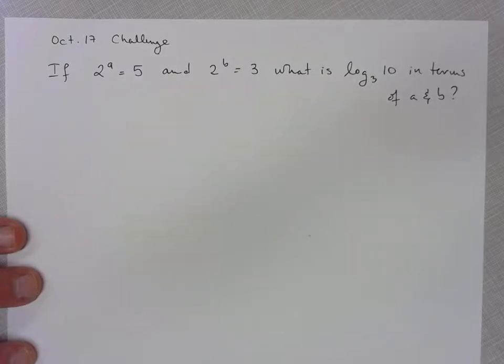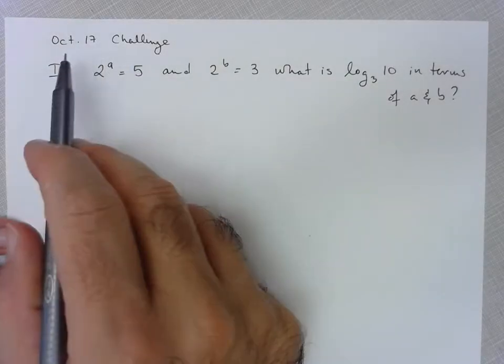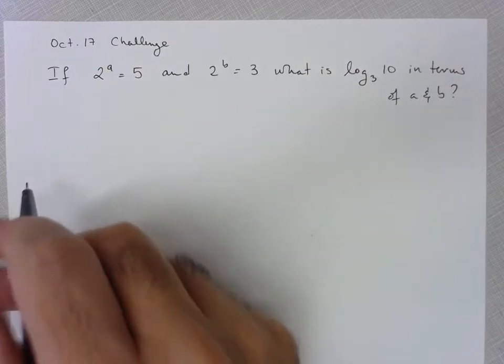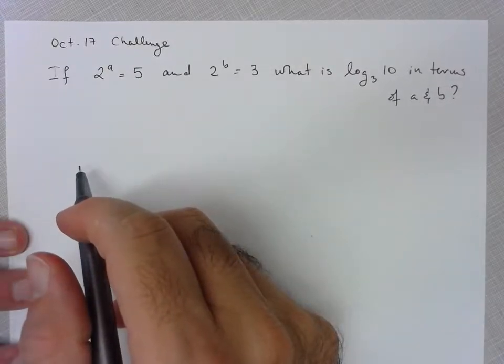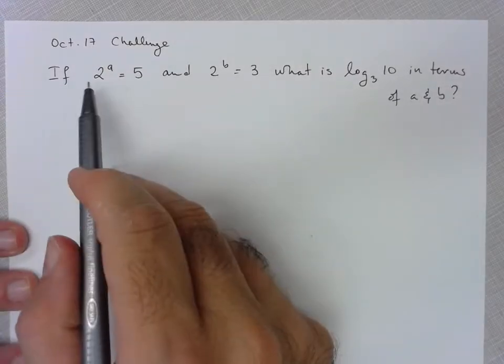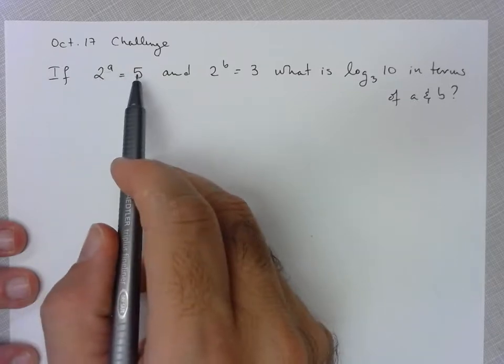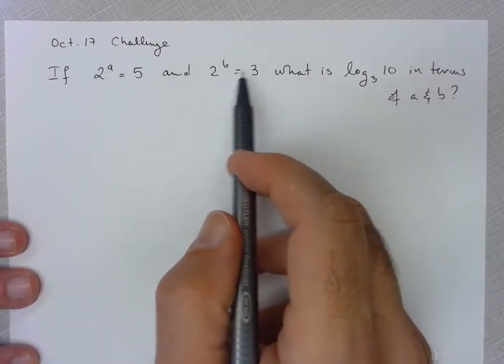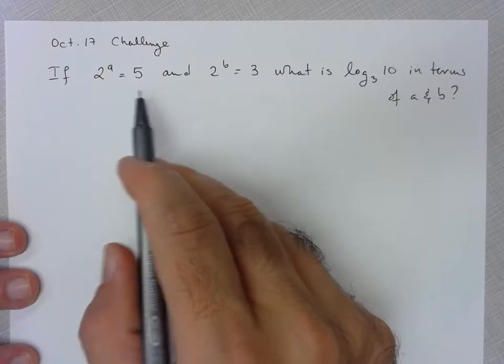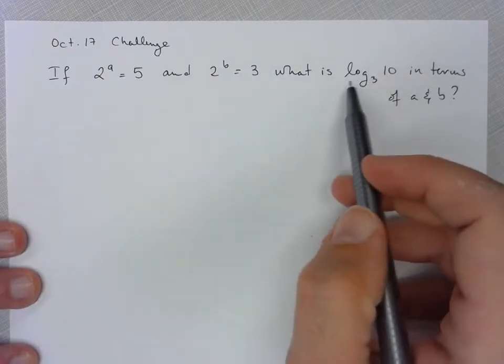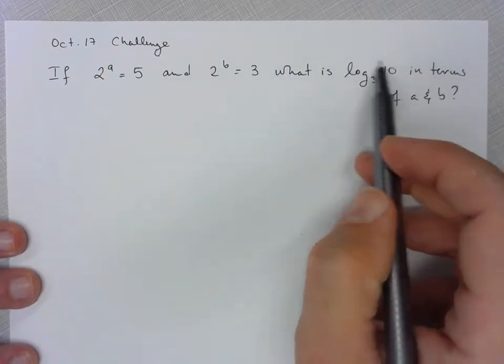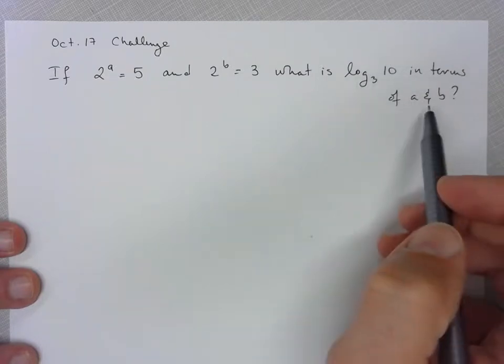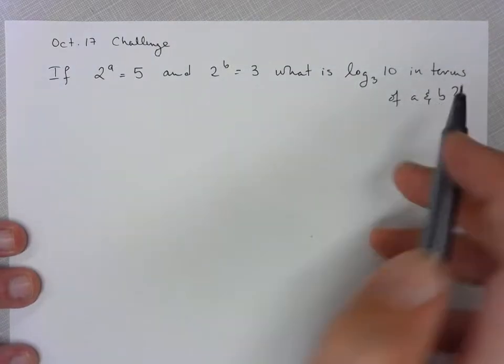Hi folks, we're going to take a look at that challenge question that I gave you from the October 17th worksheet. So here what they ask us to do is assume that 2 to the power of a is equal to 5 and 2 to the power of b is equal to 3. And using this knowledge, they want us to determine an expression for log base 3 of 10 in terms of the variables a and b.